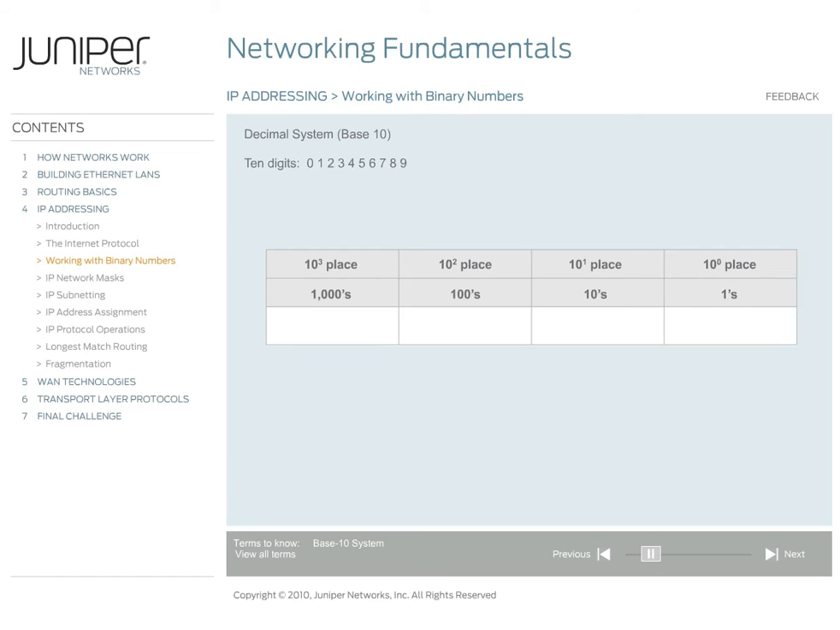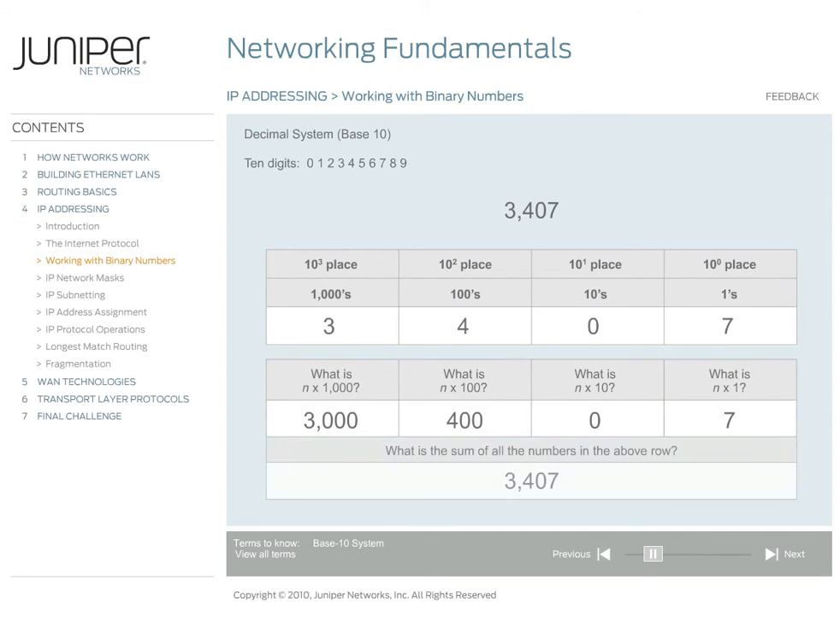Now let's look at an example. The decimal number 3,407 can easily be broken down into the different powers of 10 shown on screen. If you do the math for each position in the decimal number, you can see how we come to 3,407.